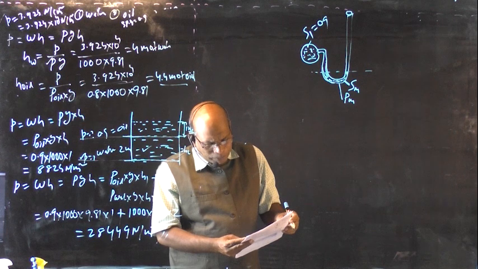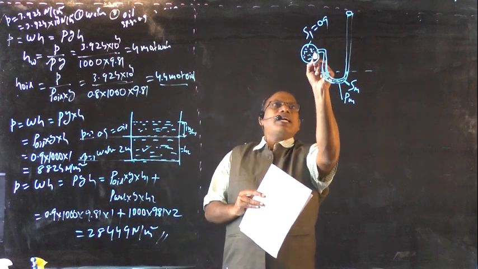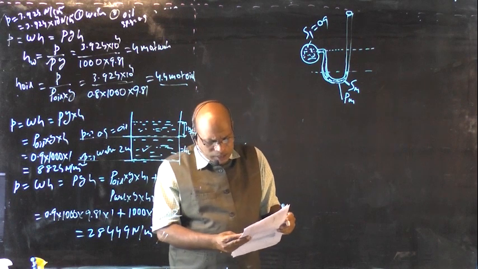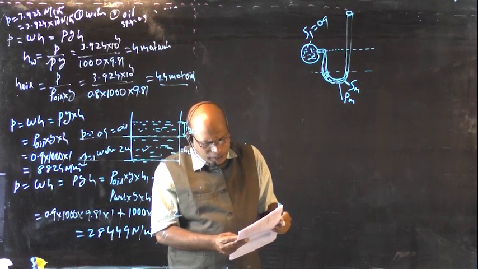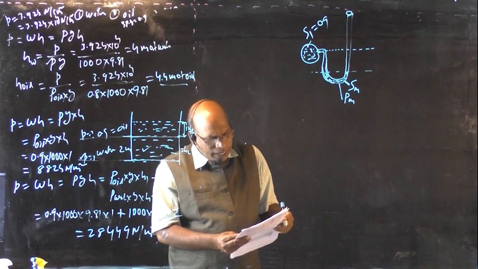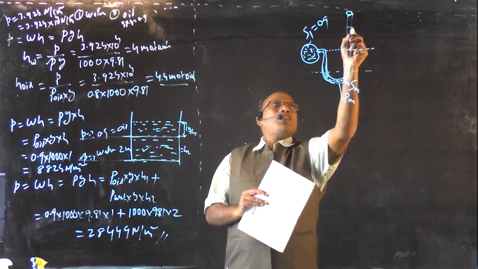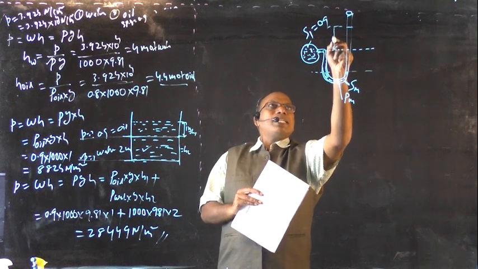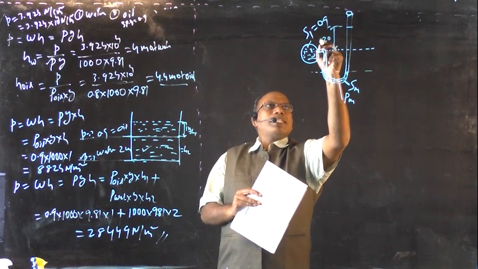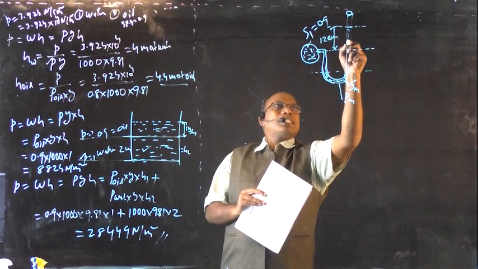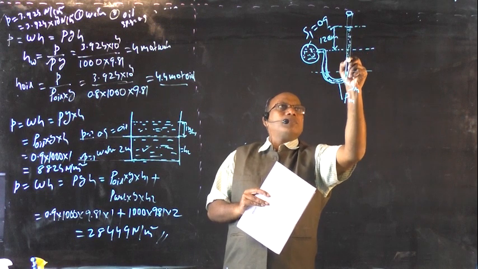The center of the pipe, this is the center line of the pipe. The center of the pipe is 12 centimeters below the level of mercury in the right limb. Say this is the level of mercury in the right limb. The center line of the pipe is 12 centimeters from the level of mercury. That means this is the mercury.